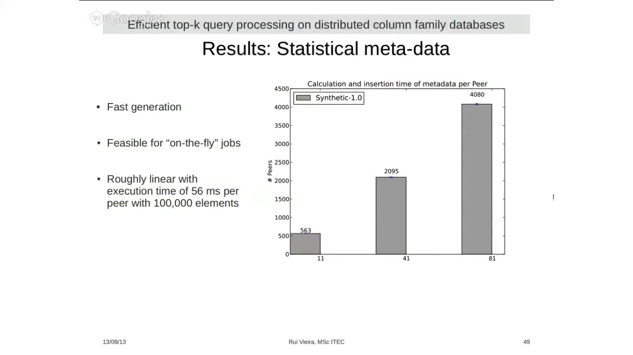So it's important to know how long it takes to generate the statistical metadata. I mean, if one hour ends, how long does it take? Does it take 2 hours to generate the metadata? Well, fortunately not. It's very, very fast. You can see it's a linear increase by the number of peers. And actually, for one peer with 100,000 elements, it takes 56 milliseconds to generate the statistical metadata. So it is feasible to do it on the fly.